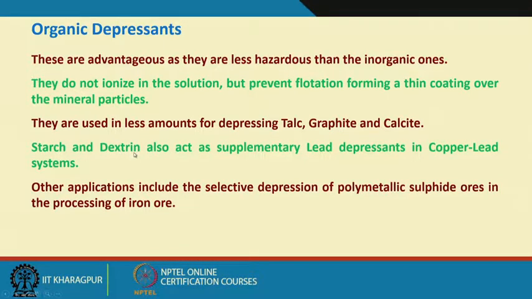Starch and dextrine also act as supplementary lead depressants in copper lead systems. Other applications include the selective depression of polymetallic sulfide ores in the processing of iron ore. So, you see, even the selection of depressants is not very easy, and they are not very easy to handle. Cost is one controlling factor, another one is the environment, another is related to hazards, and another is the effectiveness.